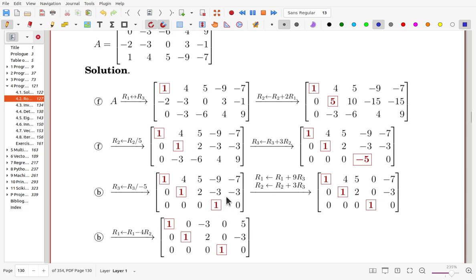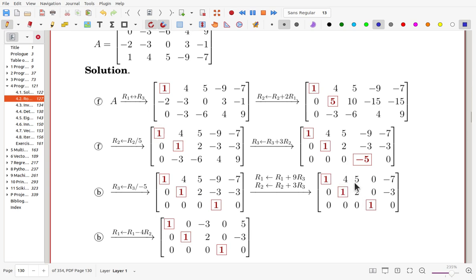Now, to reach the reduced echelon form, we have to eliminate above the leading ones. So these two values and this value. We start with this one. First, -9 and -3 will be eliminated by adding 9 times this one and by adding 3 times this last row. Okay, then we reach that one.